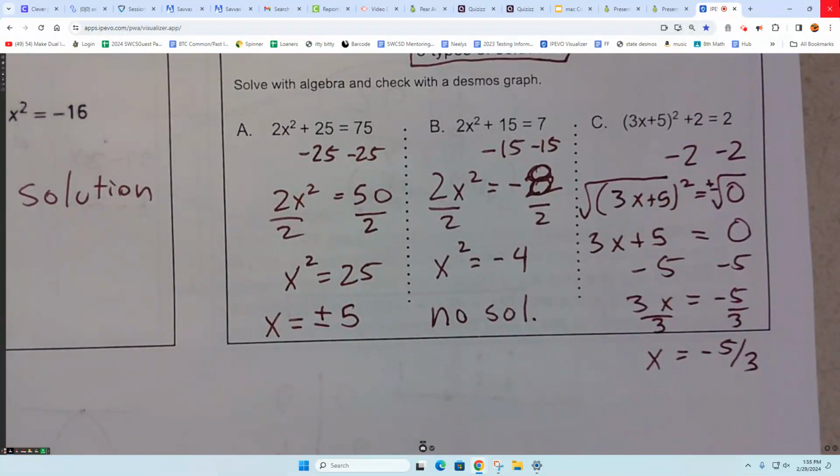Why can't you just distribute it? You could, but you're making more work for yourself. The fundamental theorem of algebra says there are up to 2 solutions if it's a degree 2. So it's a positive. Okay.